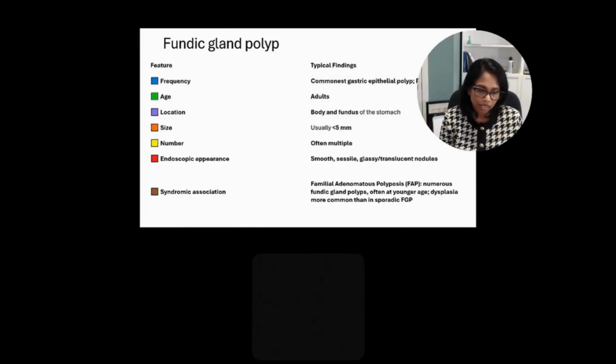But importantly, it can be associated with FAP, or familial adenomatous polyposis, and then you get numerous fundic gland polyps, at a younger age, and dysplasia is more common. So it's important, again, to correlate with the history and look at the age of the patient, and assess the surface epithelium, particularly for dysplasia.